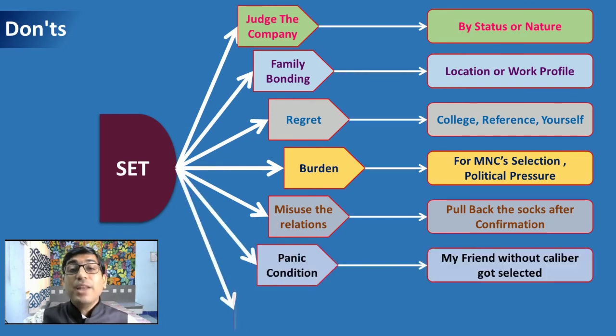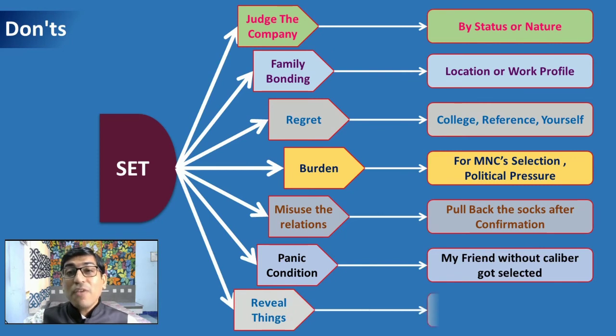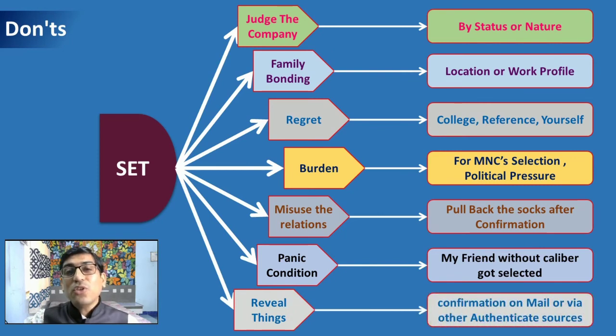Then panic conditions. Yes, a panic condition arises when you think, my friend without that much caliber got selected in one of the good companies and still I am not. So that is the panic condition. So don't do this. And reveal things. Reveal the things which are exactly clear. जो आपको लगता है वो clearly reveal करो.